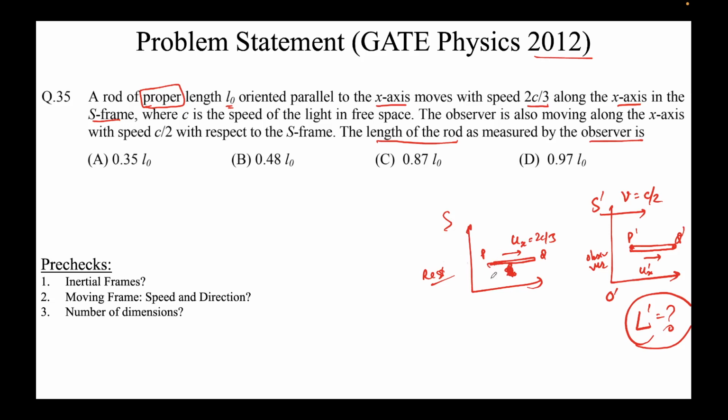So you can assume that this O prime is here. This is O prime. And O prime is moving at a velocity c by 2. So this is in S frame. So an observer O is sitting here. So observer O, what does it say? It says that there is a rod PQ.